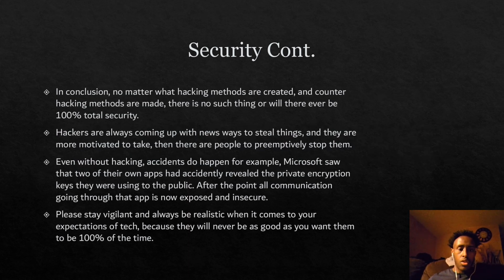In conclusion, no matter what hacking methods are created and counter hacking methods are made, there is no such thing, or will there ever be, 100% total security. Hackers are always coming up with new ways to steal things, and they're more motivated to take than there are people to preemptively stop them. Even without hacking, accidents do happen. For example, Microsoft saw that two of their own apps had accidentally revealed the private encryption keys they were using to the public.